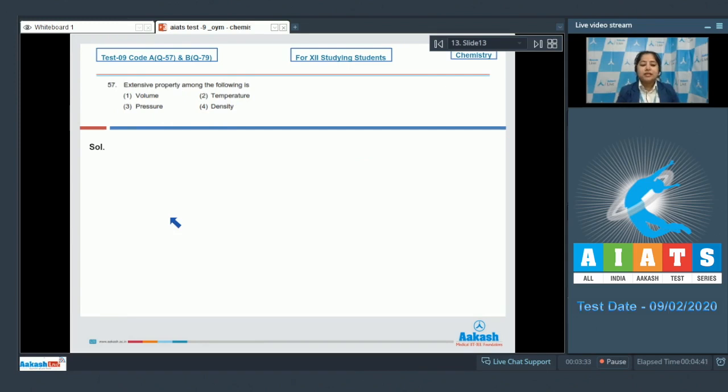Students, extensive properties are mass dependent. Among the following, volume is an extensive property. On the other hand, temperature, pressure and density are intensive properties. That means the correct answer for this question is option number 1.